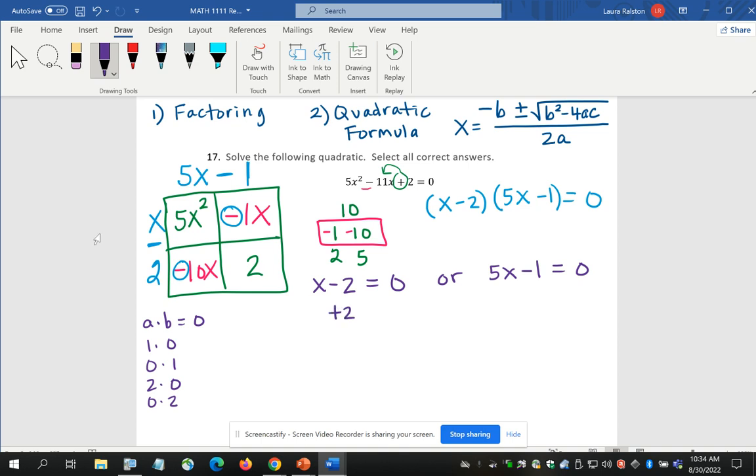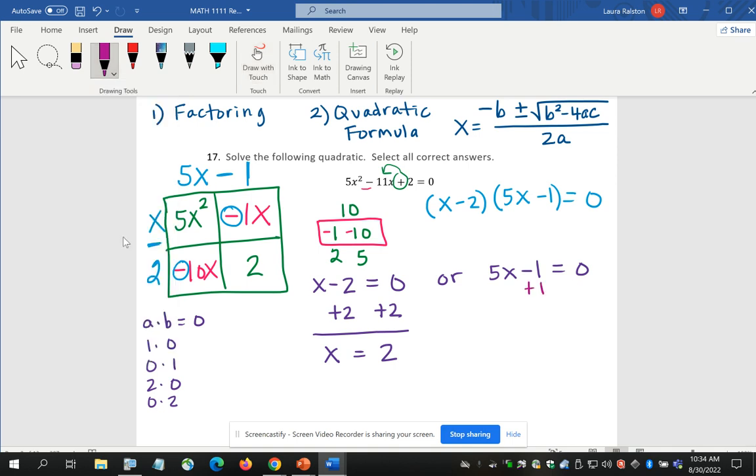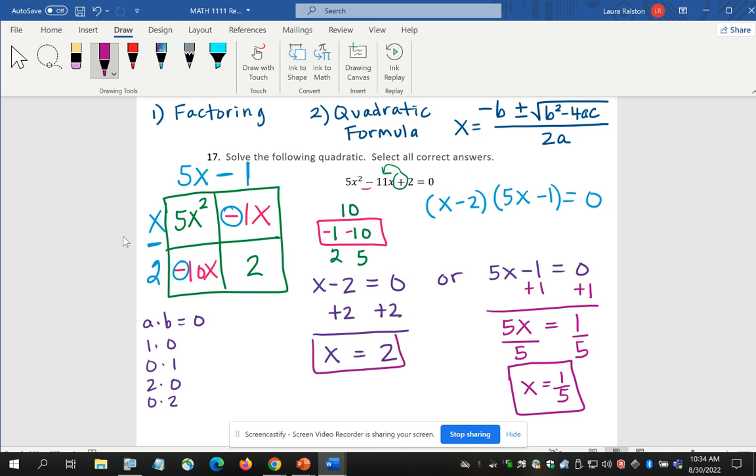So I'm going to add 2, add 2. So I get x equals positive 2 as one answer. Then on the other side, I'm going to add 1, add 1. I get 5x equals 1. Divide by 5, divide by 5. X equals 1/5. So I have two answers. One of my answers is 1/5. The other answer is positive 2. And typically with a quadratic, you're going to have two answers.